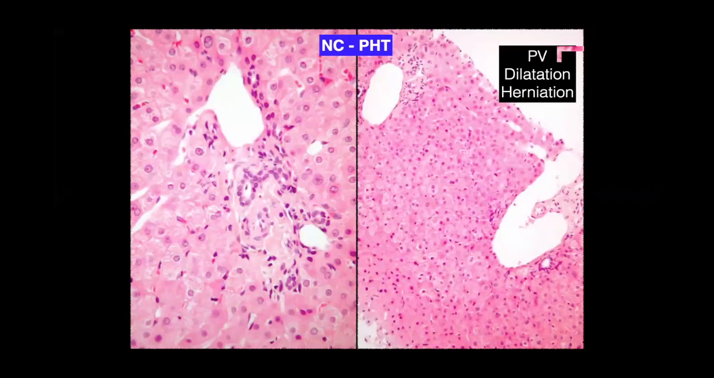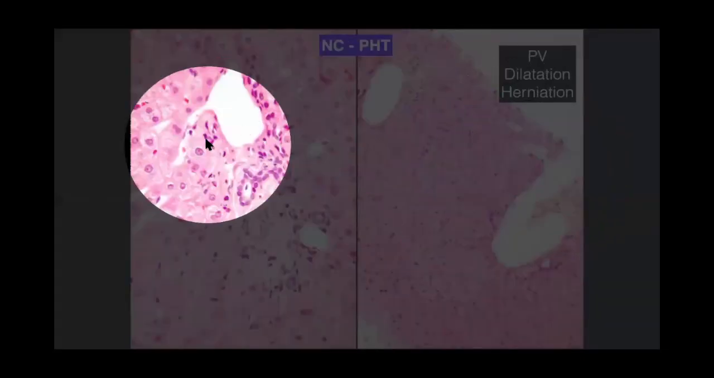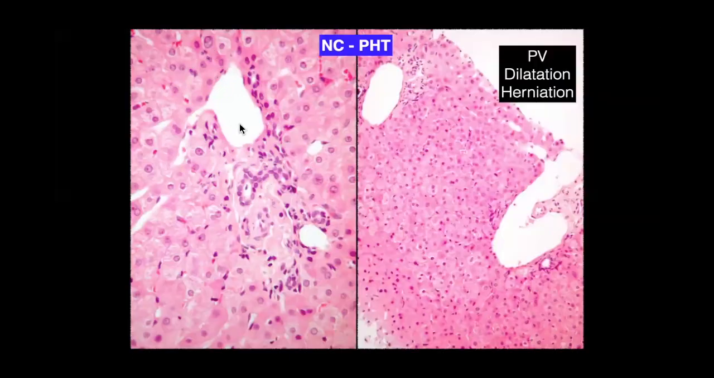Coming to the non-cirrhotic portal hypertension, there will be dilatation of the portal vein and herniation of the portal triad tissue within the portal vein. You can see very nicely. Here you can see the dilated portal veins and herniation of the tissue into the portal vein can be seen nicely in non-cirrhotic portal hypertension.